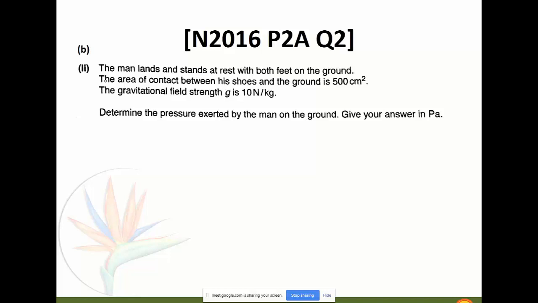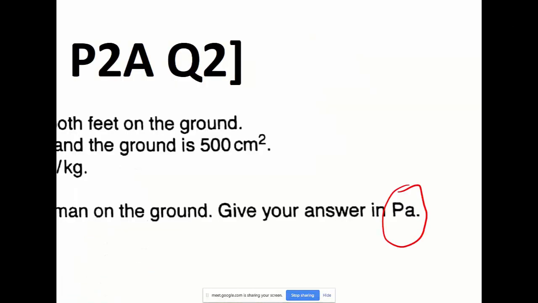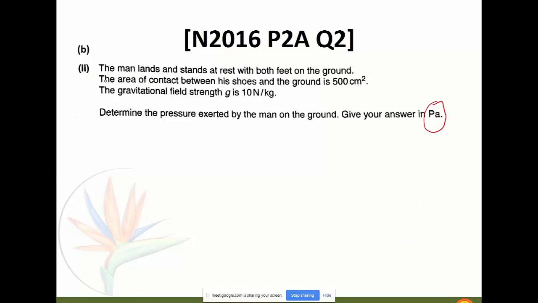Then, what is this unit? Cm square. Which one is the SI unit? Which one is the non-SI unit? Do you follow me? This one is Newton per meter square. This one is cm square. They are not of the same unit. So for this question, there is a catch.